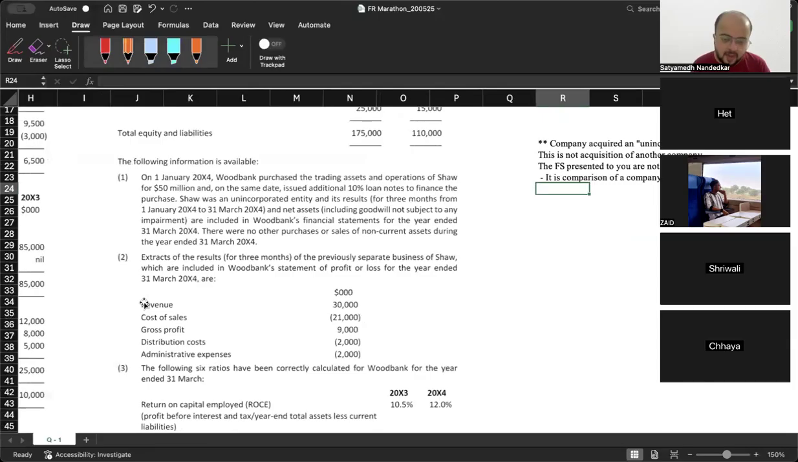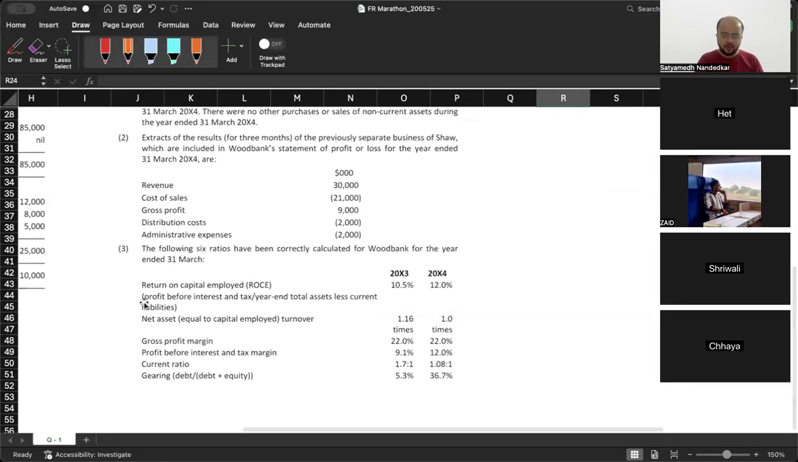Extracts of the results for 3 months of the previously separate business of Shaw are included in Woodbank's statement of profit or loss for the year ended 31st of March 2004. Revenue, cost of sales, gross profit, distribution cost, and admin expenses. Then the following 6 ratios have been correctly calculated for Woodbank for the year ended 31st of March 2004. Return on capital employed 2003 and 2004.